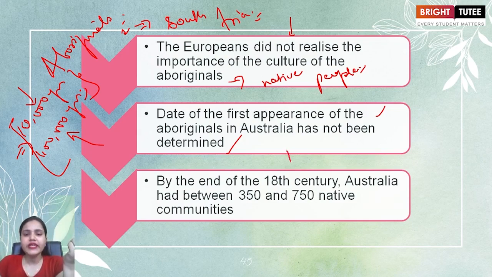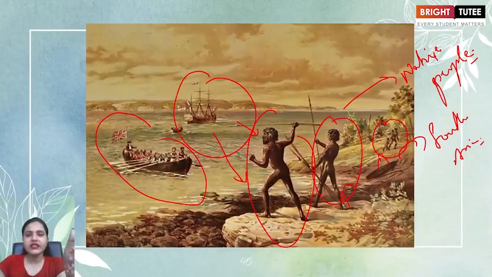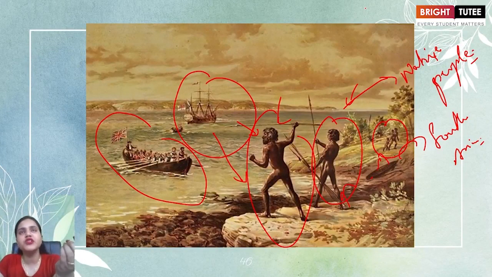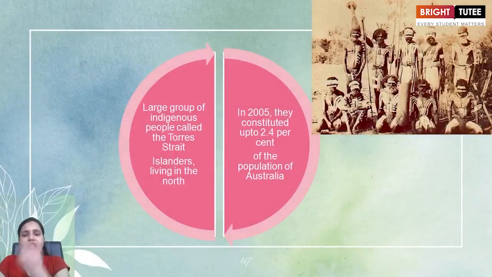Now by the end of the 18th century, Australia had almost 350 to 750 native communities. All these native communities, as you can see in the image, were the Aboriginal tribes, the native people who were living in this region. And all these native people had their own language, their own culture, and they were following certain things that might have been foreign to all the people who were coming and discovering this region.